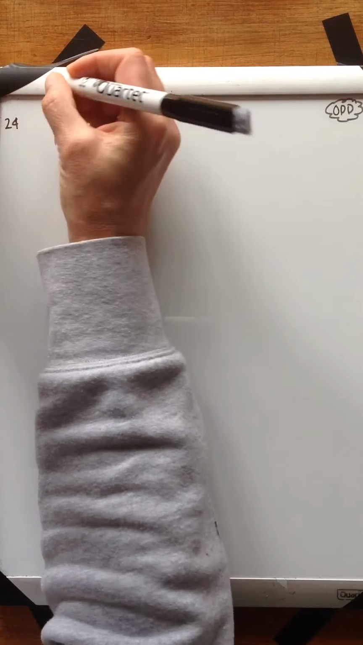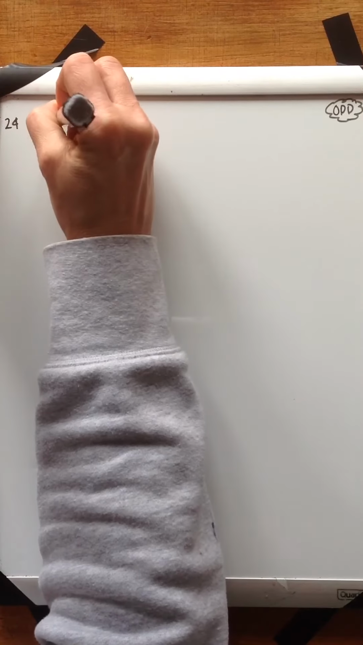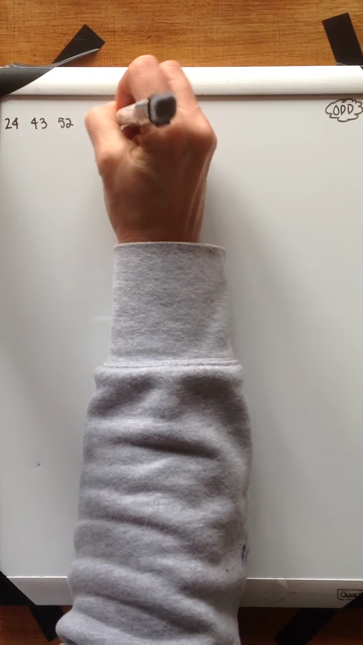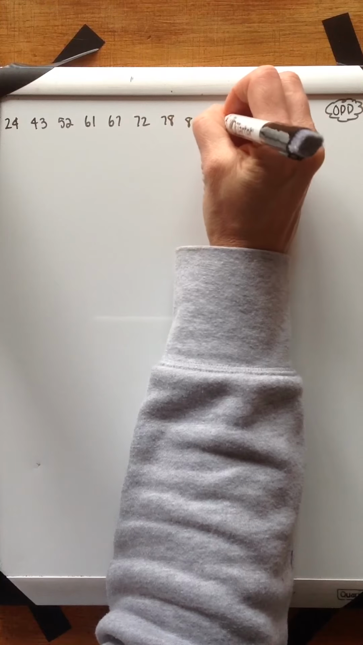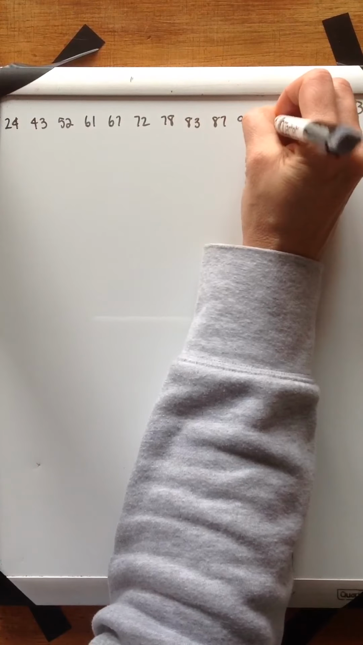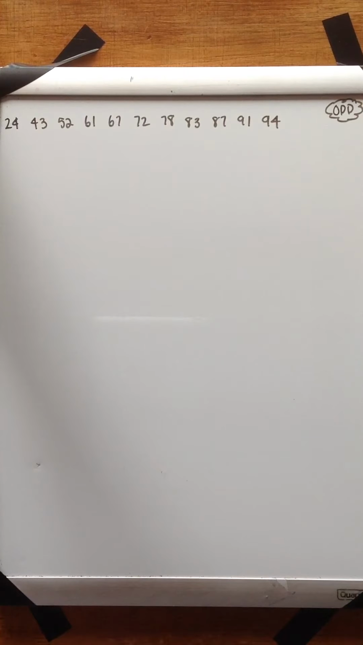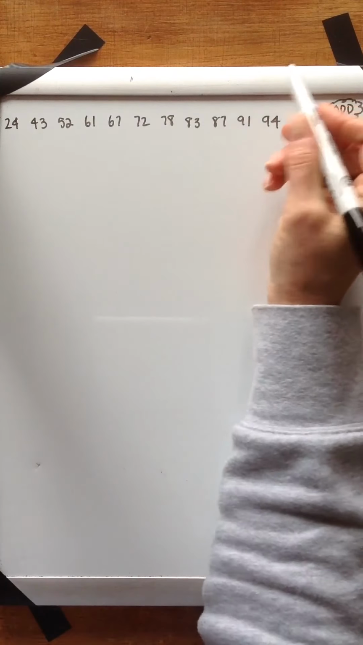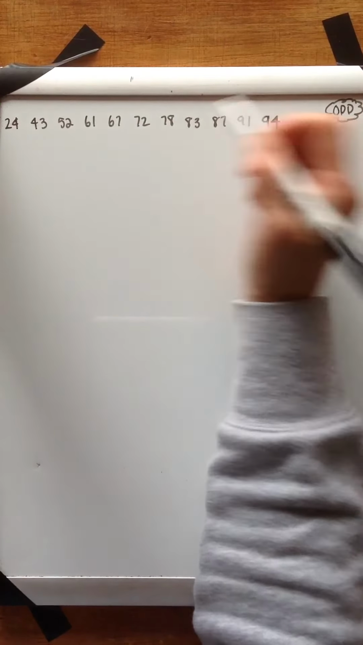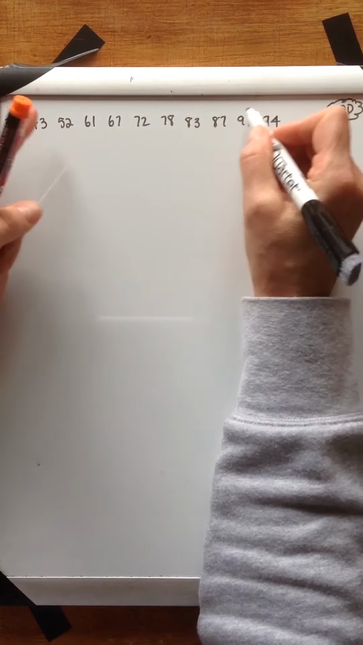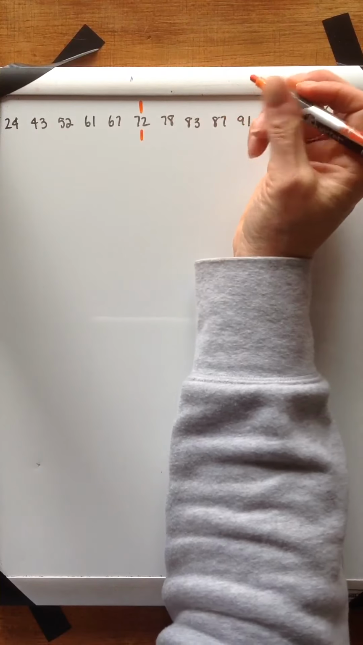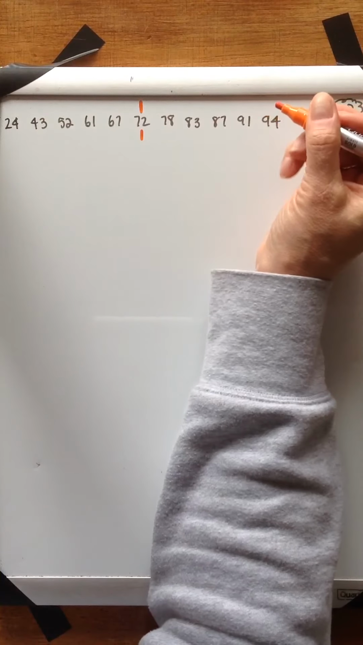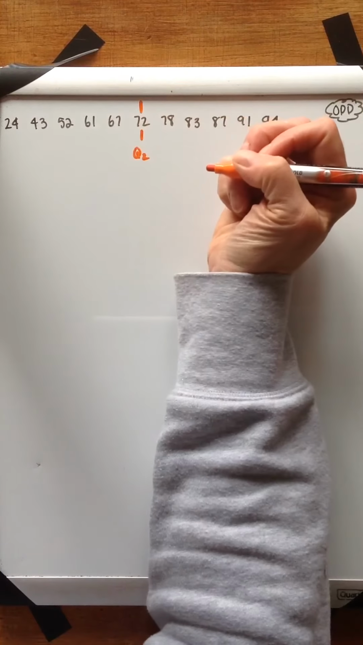Our first data point is 24, followed by 43, 52, 61, 67, 72, 78, 83, 87, 91, and 94. So, to find the middle or the median, you'll remember that we can leapfrog from both ends at a constant rate to see which point ends up being in the middle. And when we do that leapfrogging process, we notice that 72 is in the center. So we're going to label this as the median, but when we're breaking this data set into 4 equal groups, we can call this Q2 or quartile 2.